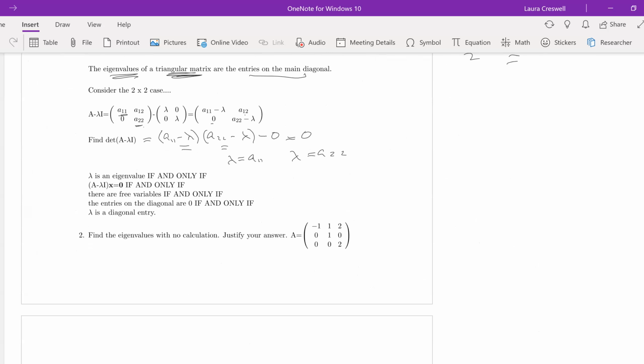All right, so here we go. Yeah, this is just saying the same thing, and I just gave it to you in a theorem, so it doesn't have to be just a 2 by 2. If I have an eigenvalue lambda, and that satisfies (A minus lambda I) x equals 0, and there are free variables, which means there's a non-trivial solution, then the entries on the diagonal give me the lambdas, the eigenvalues. So I can see here the eigenvalues would be negative 1, 1, and 2.